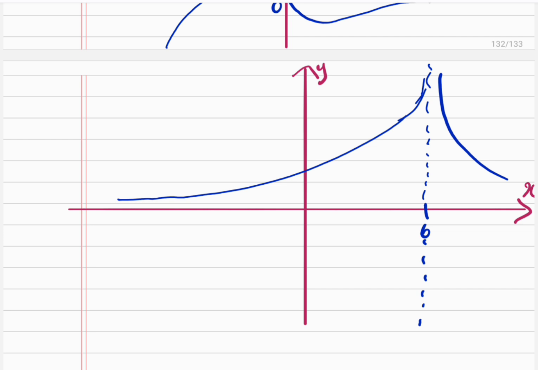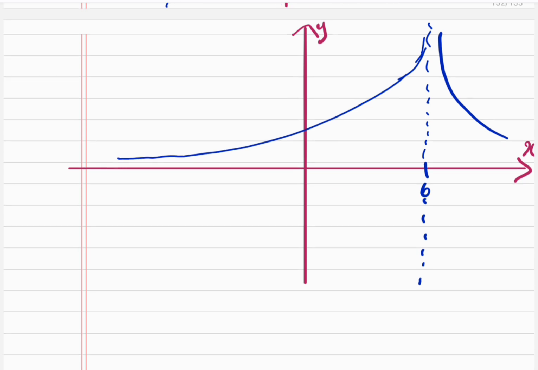Yeah, so this time, since it's positive, it's above the x-axis, and then it starts slowly and then has a rapid increase. And yeah, so that's basically the curve, and that's it for this video.